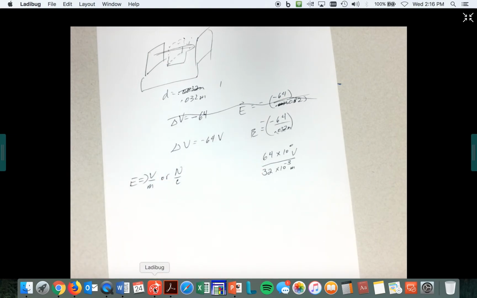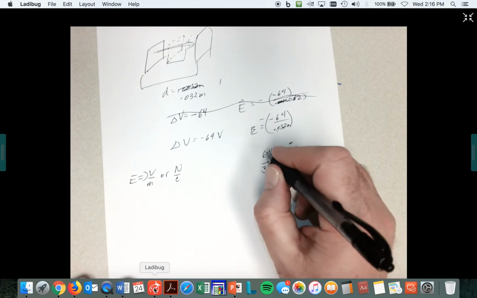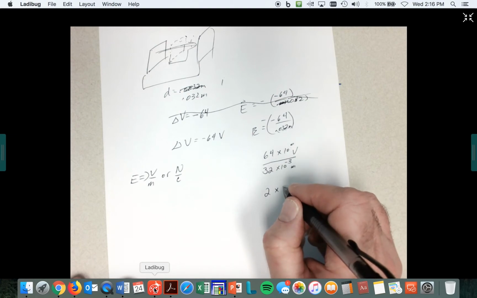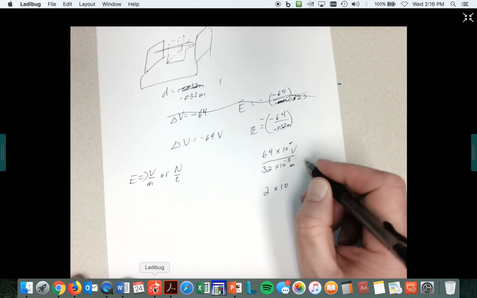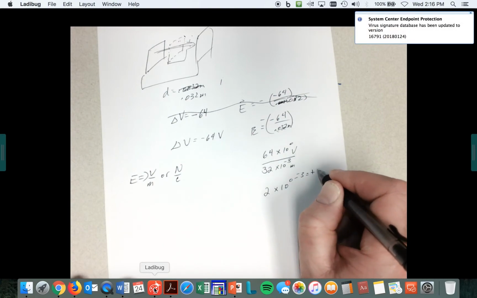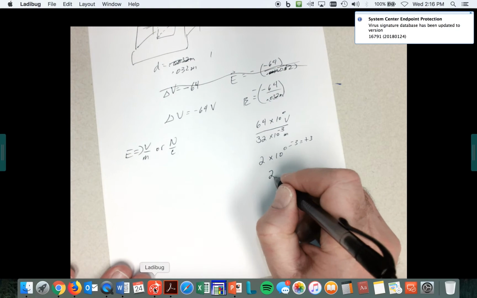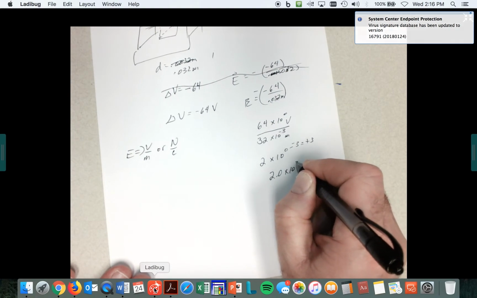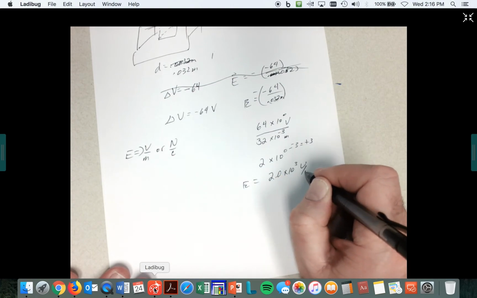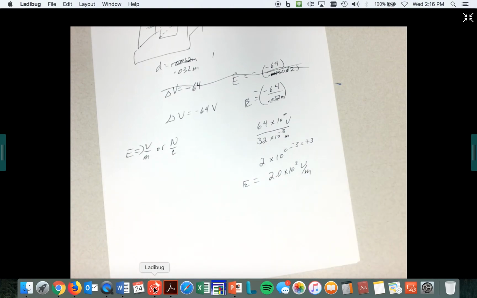Whoa. And how do I get a vector out of a scalar? Well, it's because we're dividing by the displacement, and this is the way the math works. If I've got 0 minus negative 3, that becomes positive 3. So I've got 2.0 times 10 to the positive 3 volts per meter, or newtons per coulomb. That's my E field: 2,000 newtons per coulomb or volts per meter.